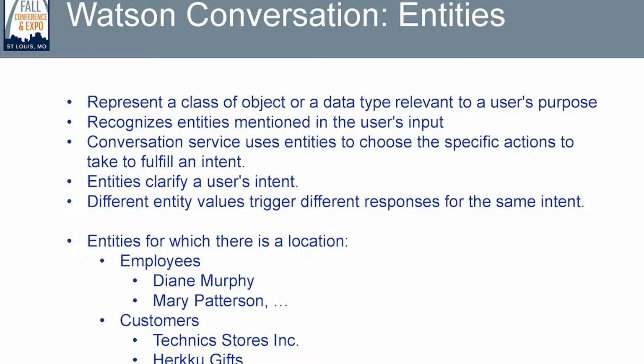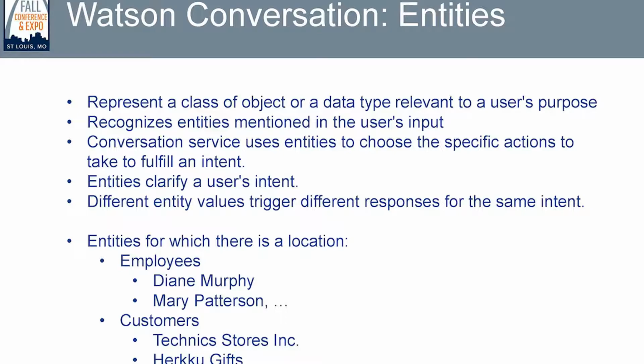So the example like Genesco would be the example of an entity. I've taken intents, which are, here's what I want to find. I want to find something. Entities are examples of the things that can be found. So an entity represents a class of object or some data type that's relevant to a purpose, relevant to an intent. It uses the entities to choose the specific actions to take to fulfill the intent. So it's clarifying the intent.